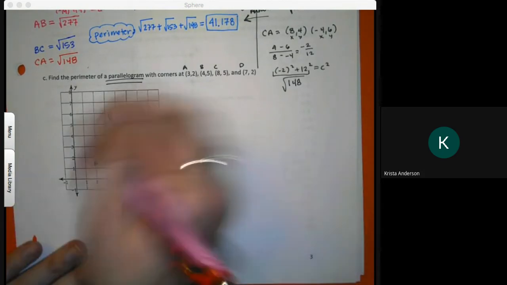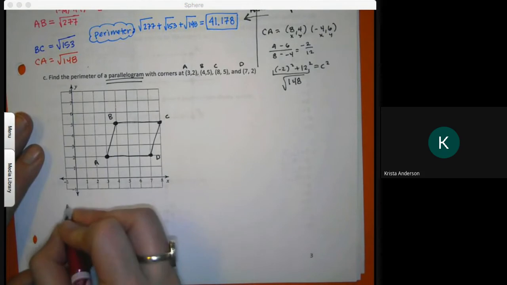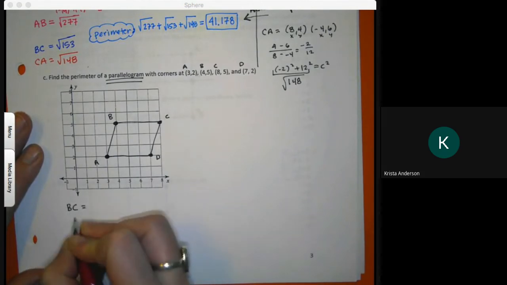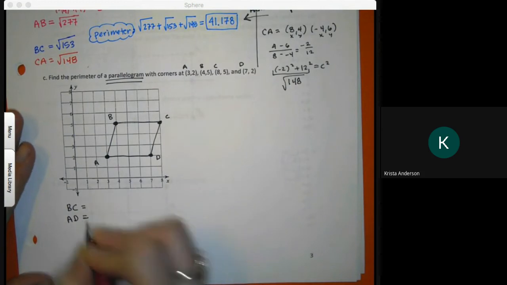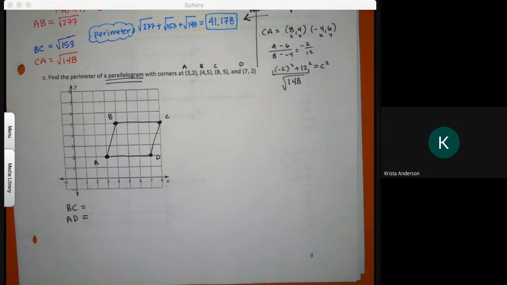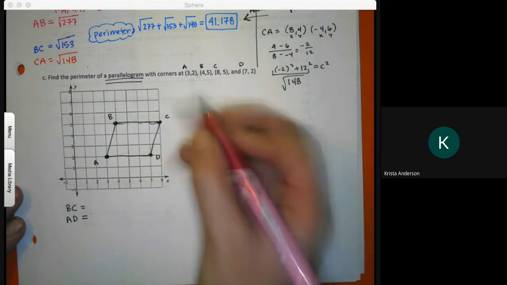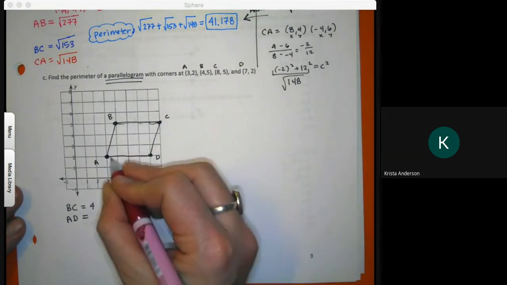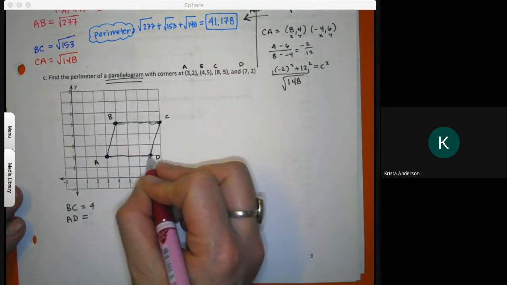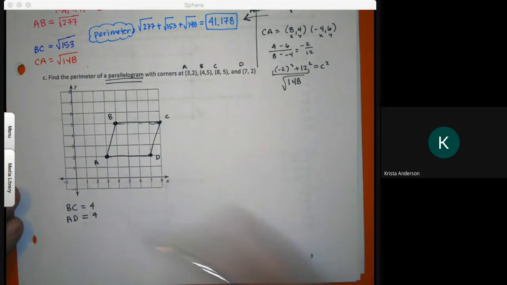The first ones that stand out to me are B to C and A to D. Does anybody know why those two stand out? Because they're parallel and I can count them. 1, 2, 3, 4. 1, 2, 3, 4. They're the same distance.